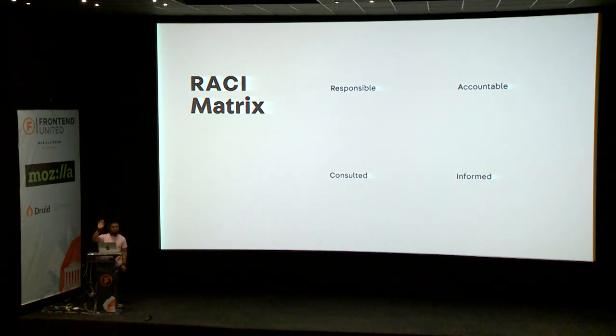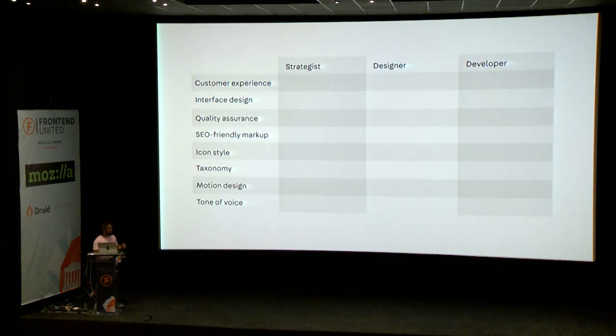Does anybody use the RACI matrix? Just a few. It's an acronym for responsible, accountable, consulted, and informed. And here's how you use it. On one axis, you plot the roles of all the people on your team. And it's the simplified version. You probably have more roles on your team. Strategist, designer, developer, engineer, product manager, whoever's involved in working on the thing.